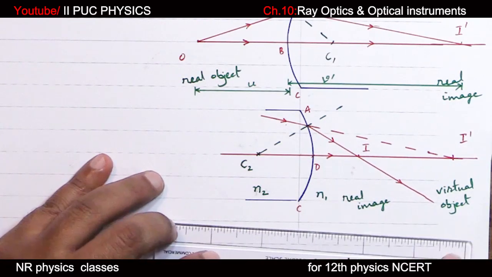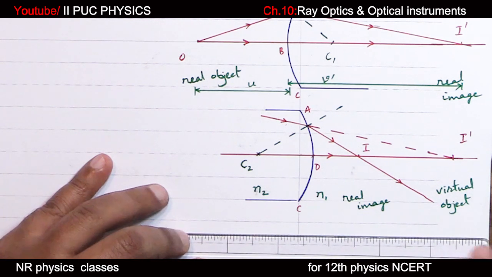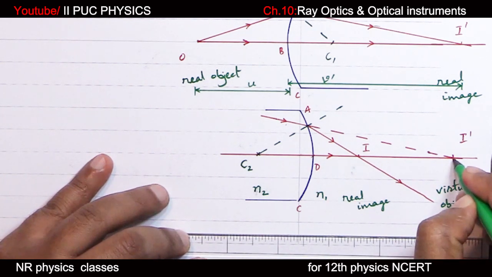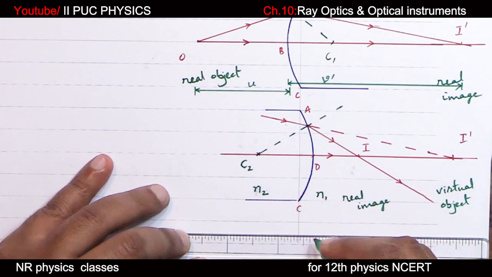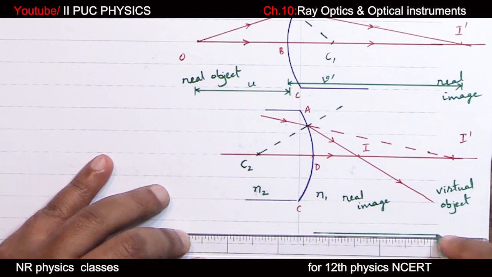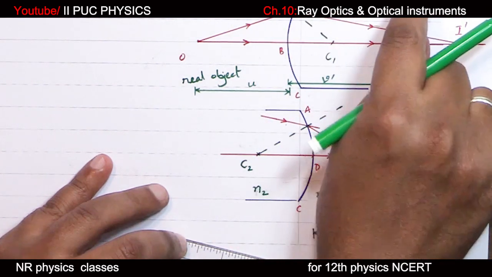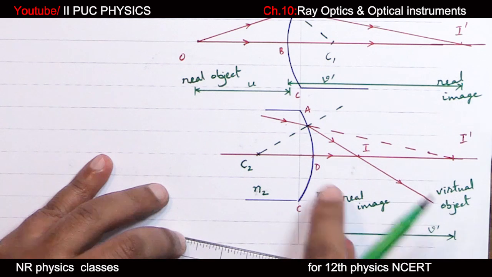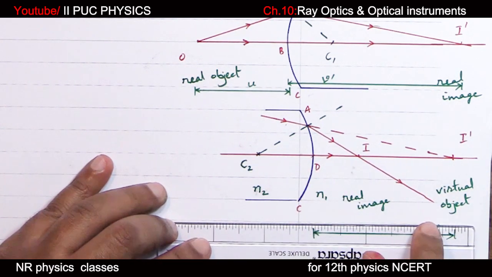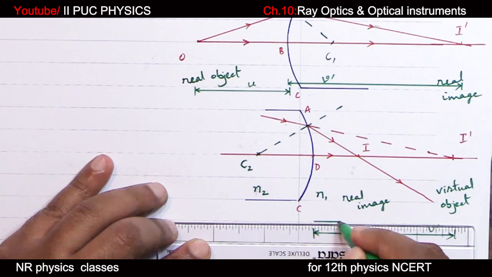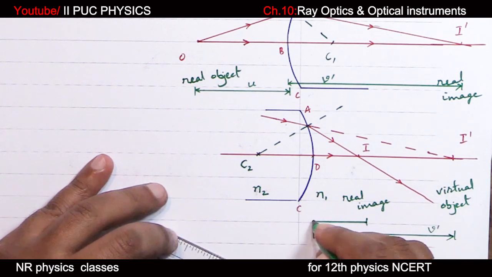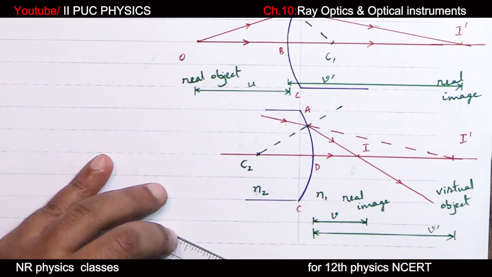Now in the final case, virtual object to pole, this distance is V dash. See, D I dash is V dash. D I is the final distance. Final distance is V.